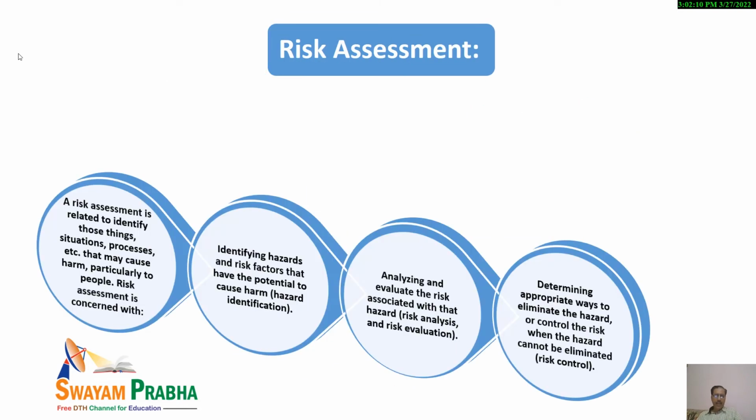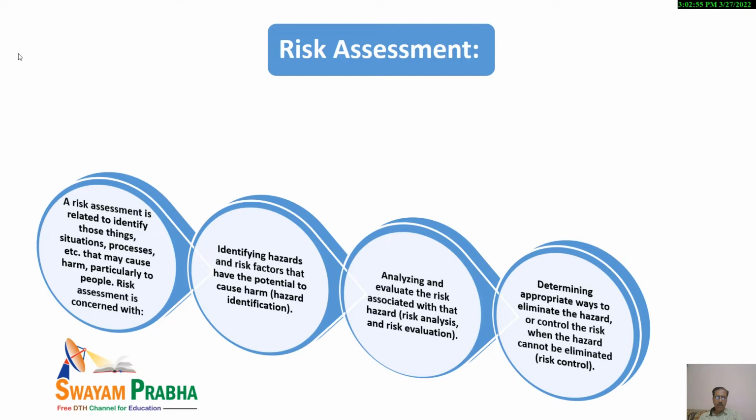Now, dear students, after discussing various categories of risks, after discussing various types of business risk, now comes the next point, that is risk assessment. Now, first of all, what is risk assessment? You see, various things, various situations, various processes may be there. Due to that, some harm may be there, which may be affecting adversely our product, our people, our building. So it is required to make a proper risk assessment.